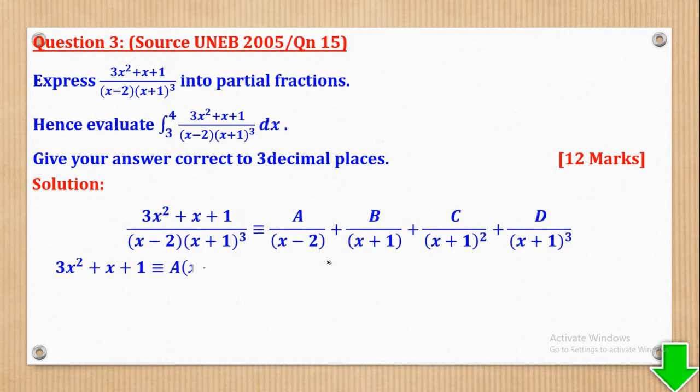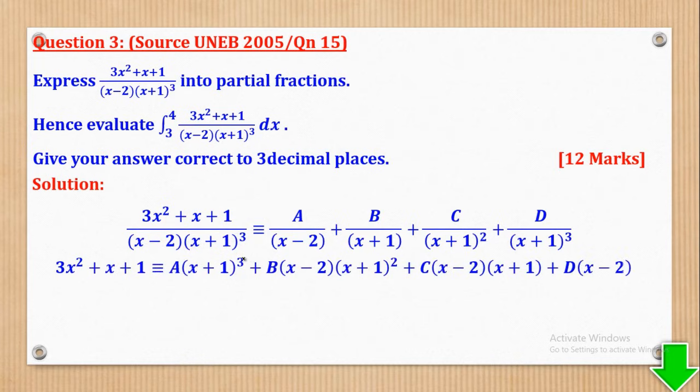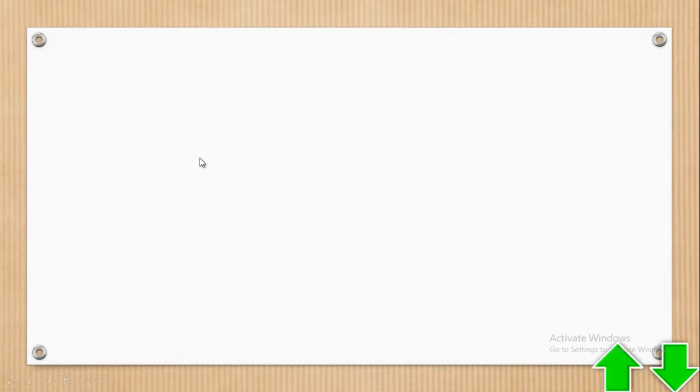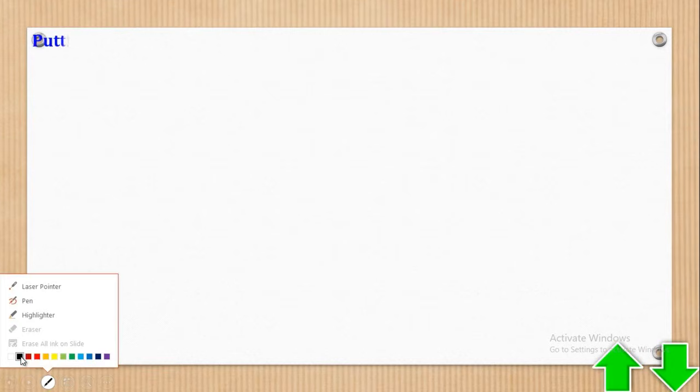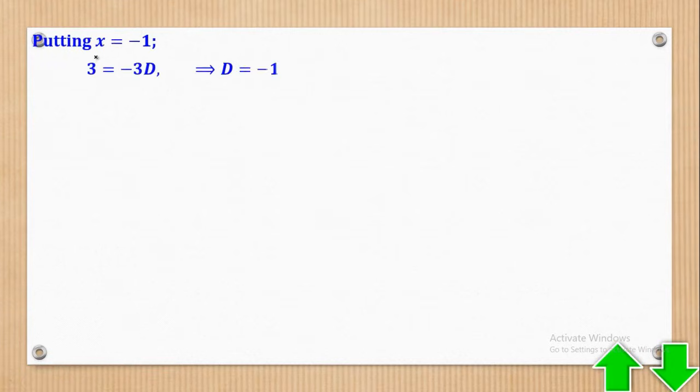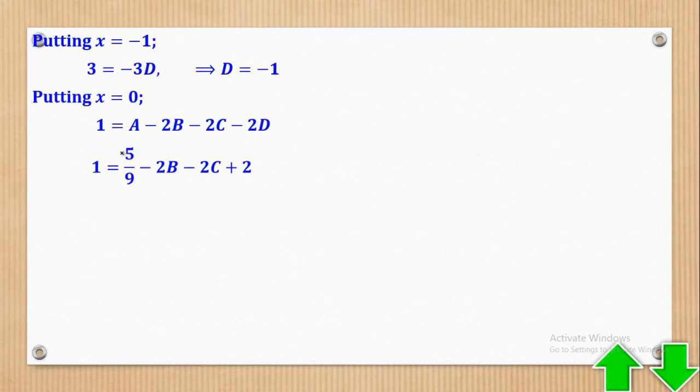Then extract out the numerators. Then use any of the two methods. If I use the one of suitable values, I'll first put x equal to 2 to come up with that. Then when I put x equal to negative 1, I'll come up with d as that. Put x equal to 0, I'll come up with that. Then substitute and get an equation having b and c, which is that.